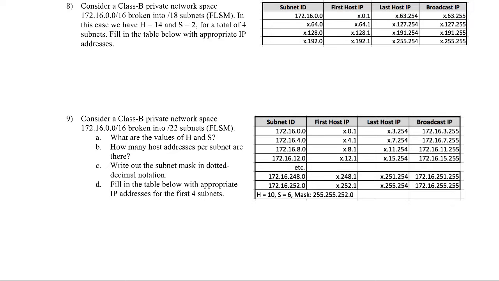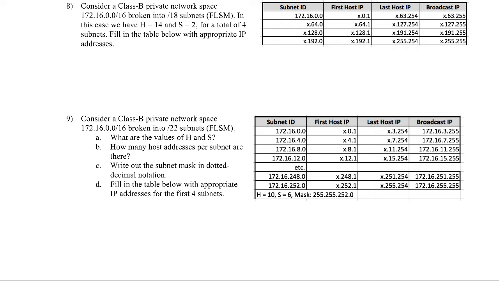Okay, in this video I am looking at solving these two problems on IPv4 subnetting. In the first one, which is number 8 here, I've got a Class B private network space, which is a /16 network space broken into /18 subnets. I'm using fixed length subnet masks, so all the subnets have the same size.